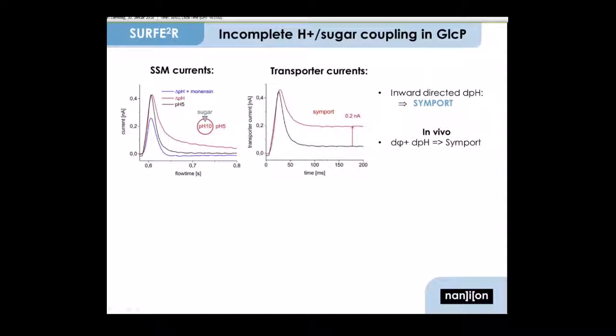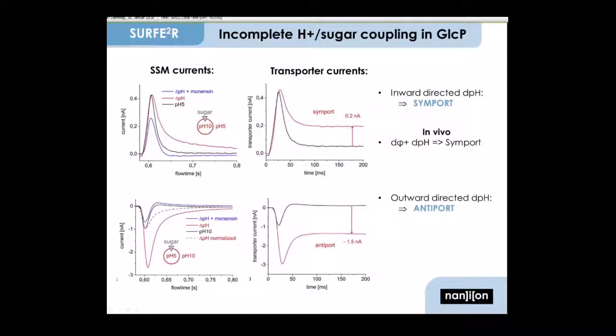Interestingly enough, I just wanted to finish with a negative control. I applied the opposite pH gradient. I thought application of an outward-directed pH gradient before activation with an inward-directed sugar gradient would again diminish the stationary currents. But what I saw were stationary currents in the opposite direction, meaning sugar-induced proton efflux, also known as antiport.